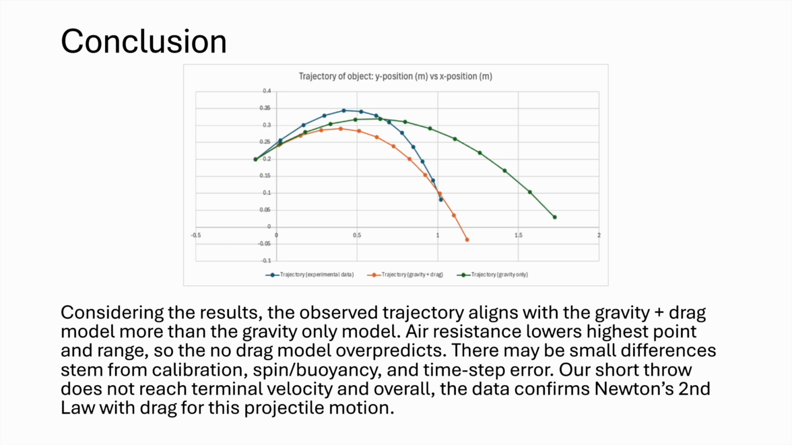So in conclusion, considering the results, the observed trajectory aligns with the gravity plus drag model more than the gravity-only model. Air resistance lowers the highest point and range, so the no-drag model overpredicts. There may be small differences stemming from calibration, spin or buoyancy, and time-step error. Our short throw does not reach terminal velocity, and overall, the data confirms Newton's second law with drag for this projectile motion. Thank you.